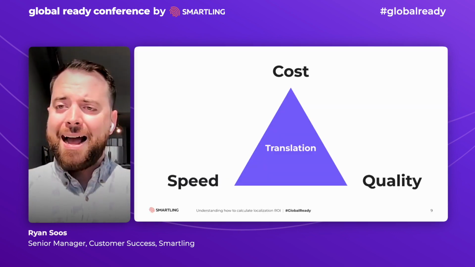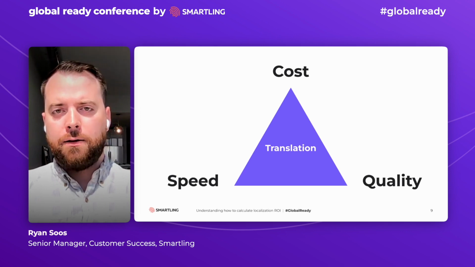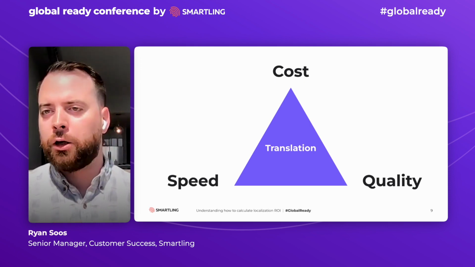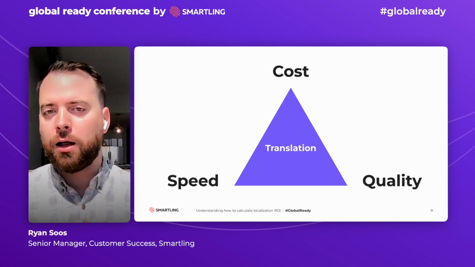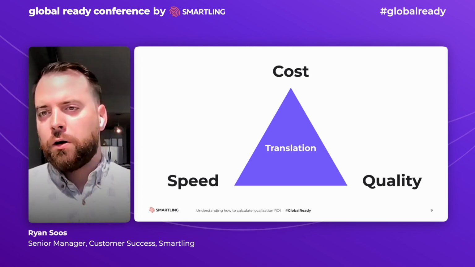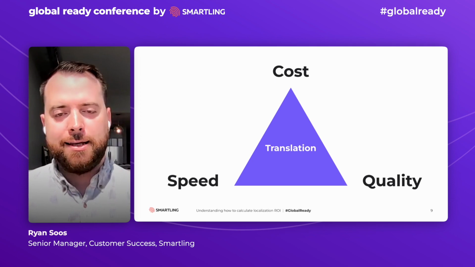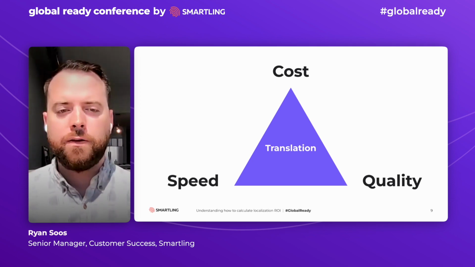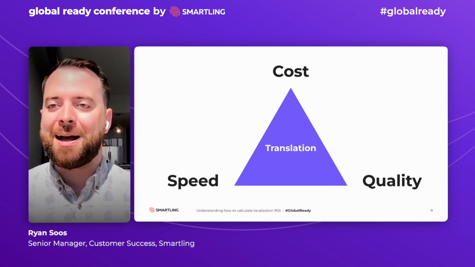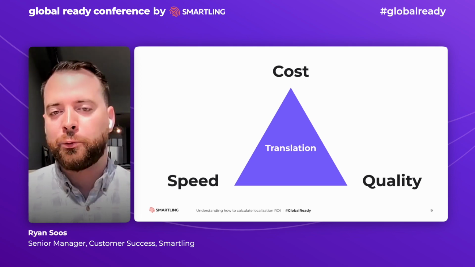So when I speak to customers and when we talk to Smartling prospects, Smartling customers, there's always this triangle that we go back to. We talk about speed, quality, and cost when it comes to translation. In an ideal world, everybody gets the highest quality translations right away for as close to free as possible, right? That would be a perfect world.